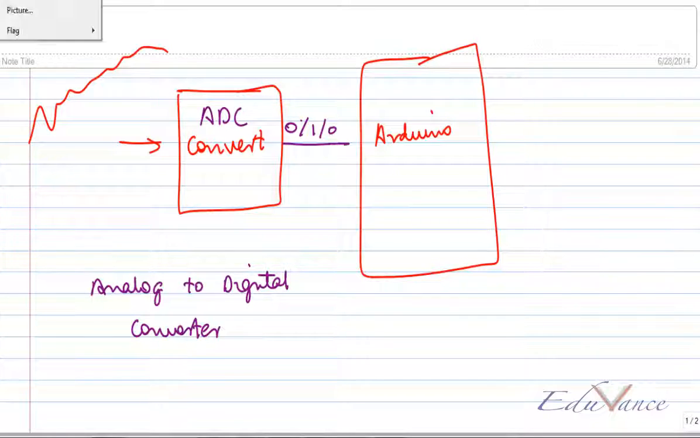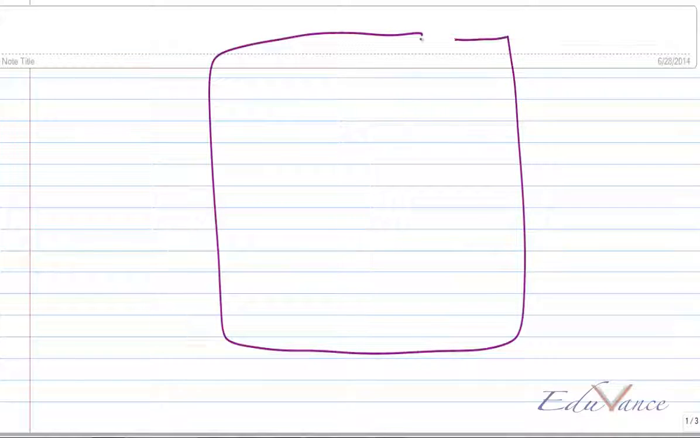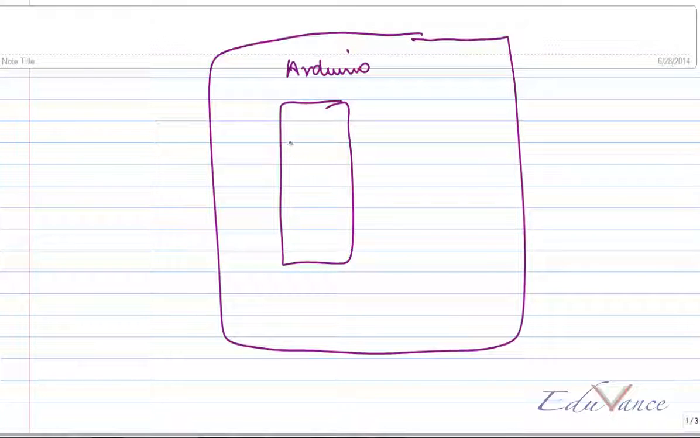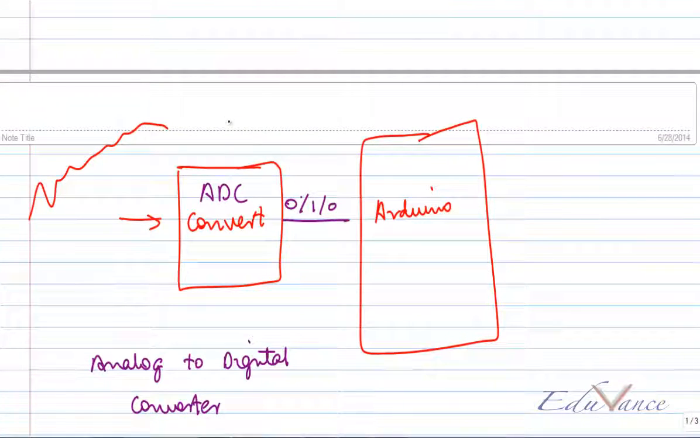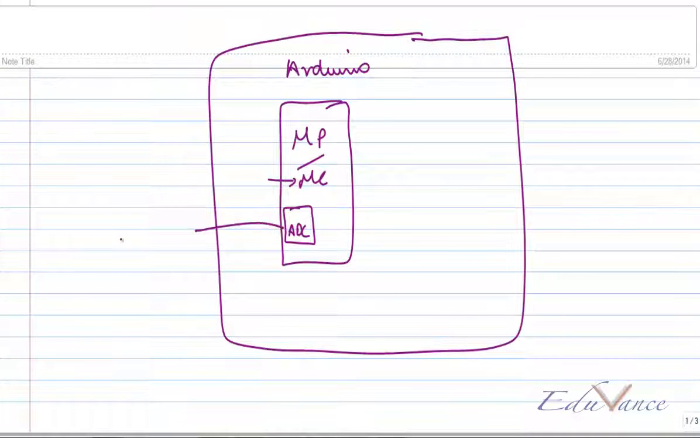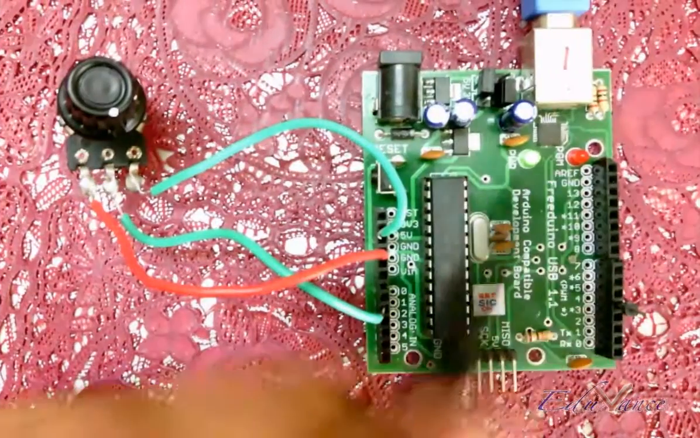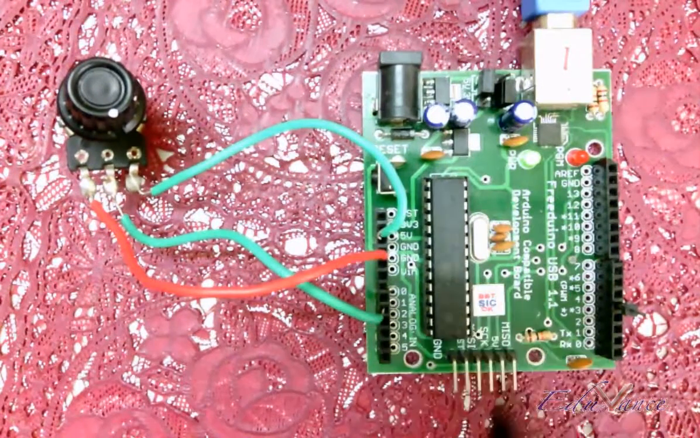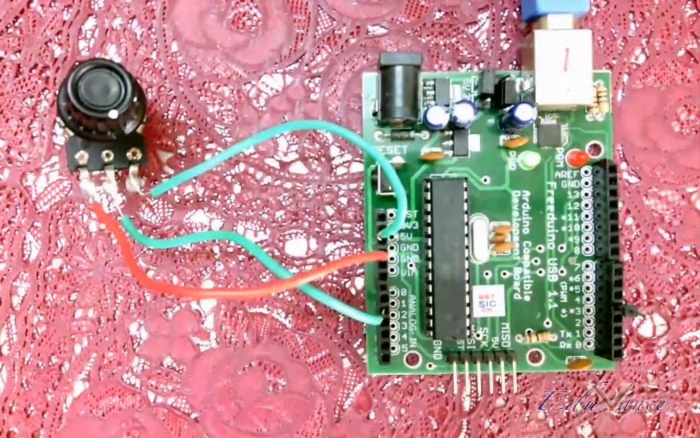Now on the Arduino board you have the microcontroller. The microcontroller has an ADC inside it. So the ADC, which I said you need on the previous page, is inside the microcontroller on the Arduino board. If you see the board here, this is your Arduino board, this is the microcontroller, and the ADC is inside the chip right here.